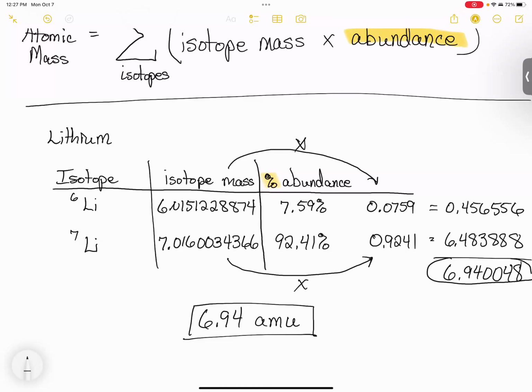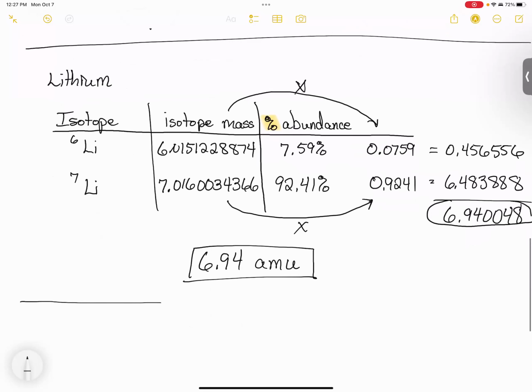Does it perfectly match up? No, and that's because the data I'm using is determined experimentally. And you will be given the experimental data to figure out your average atomic mass. But you can't guarantee it'll match perfectly with that periodic table, because it depends upon where I get the data from. Some data is a little bit more accurate than others.